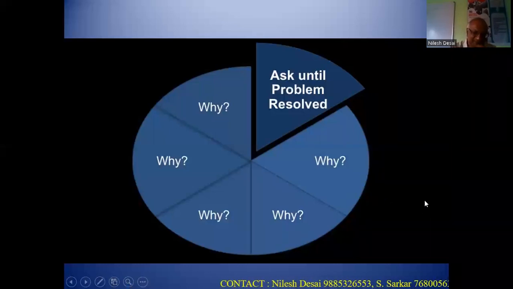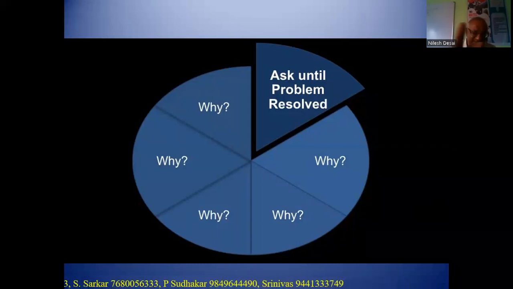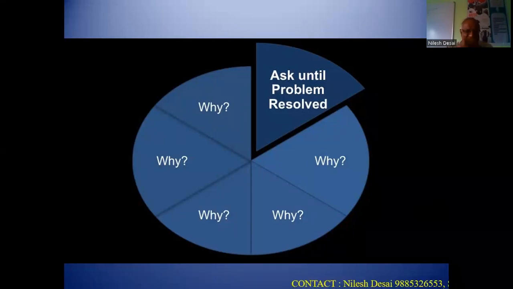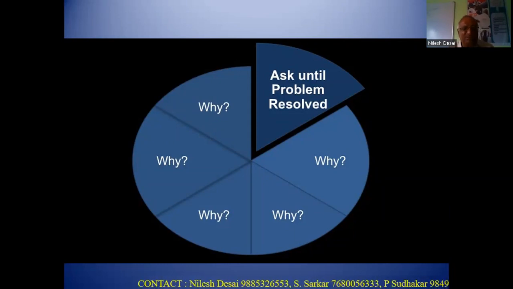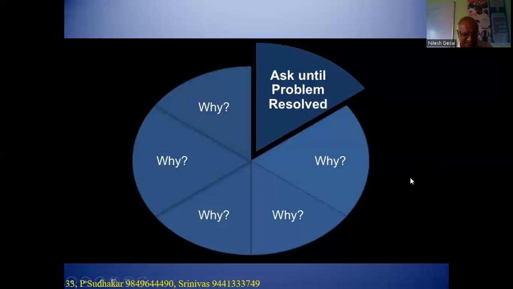This is a pictorial representation. Ask 5 whys, keep asking until the root cause is identified and the problem is resolved, so that again and again we don't come into repeating the same problem.